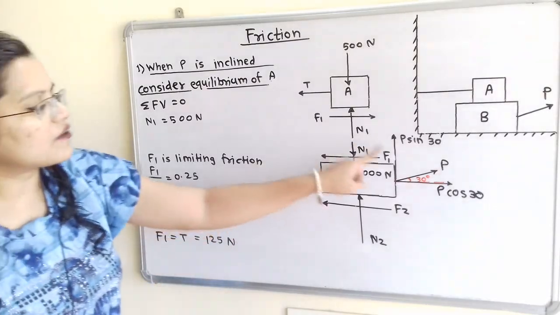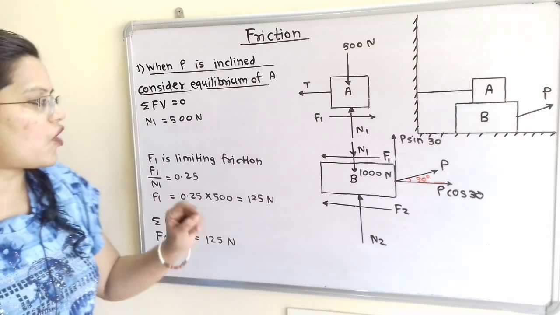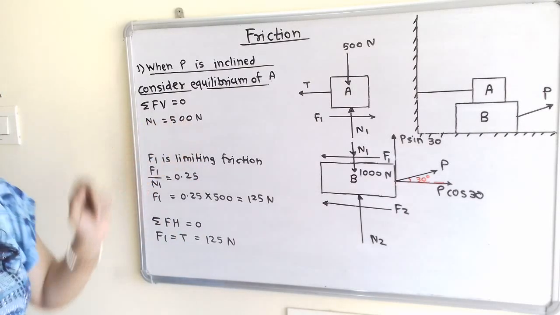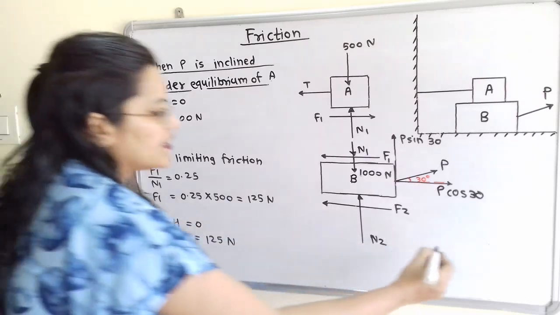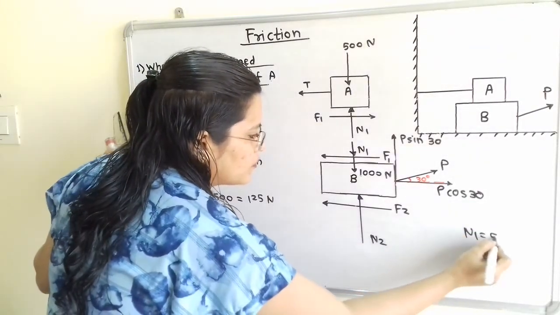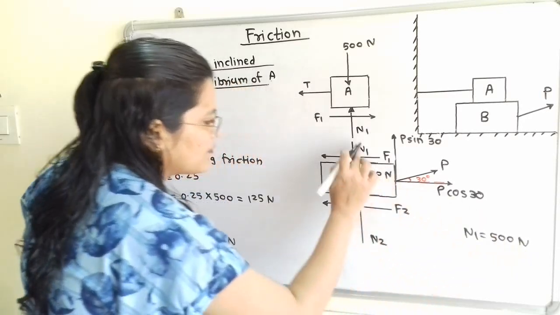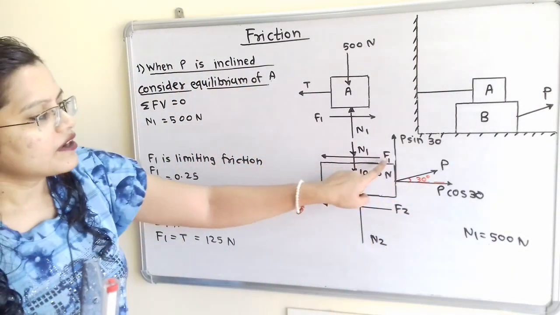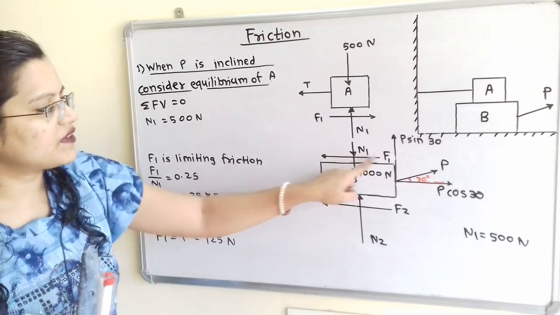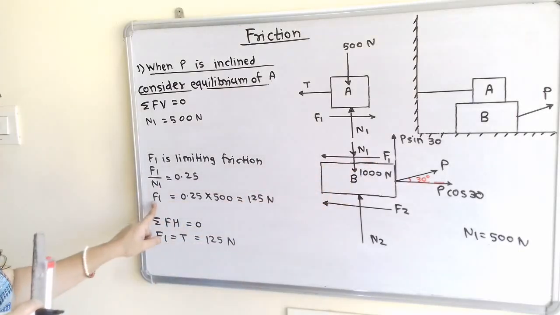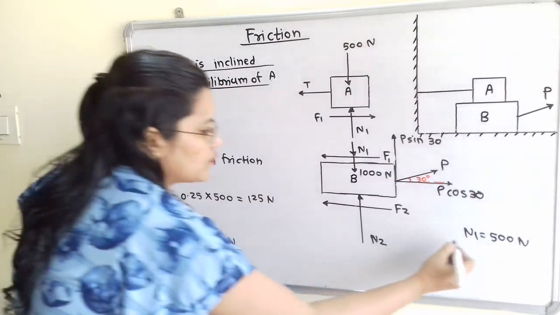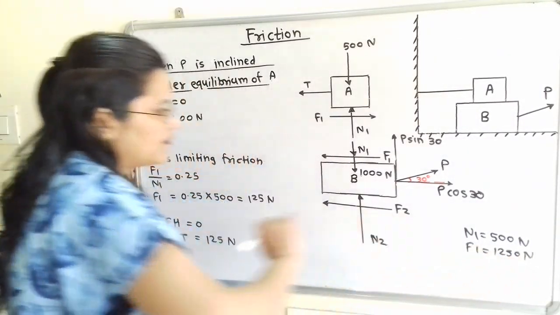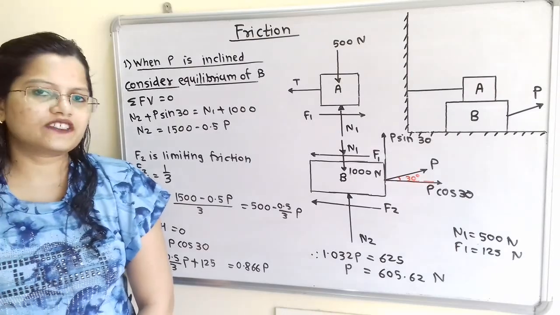Now when we calculate the equilibrium of block B, we have to use the value of N1. So N1 is 500 Newton, because N1 is related to this block B, and we also have to consider this F1 because F1 is also related to block B. So it is 125 Newton. We have to note that F1 is equal to 125 Newton. We will move to the next, block B.